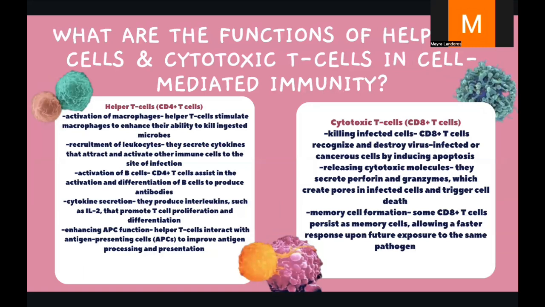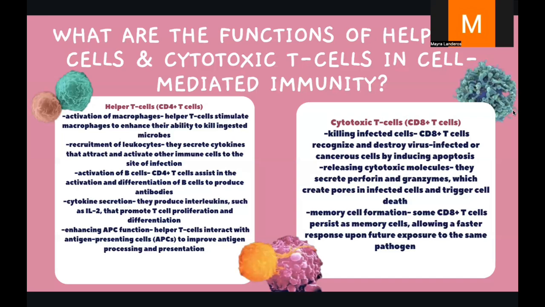What are the functions of helper T cells and cytotoxic T cells in cell-mediated immunity? Helper T cells help in the activation of macrophages, which helper T cells stimulate to enhance their ability to kill ingested microbes. Recruitment of leukocytes, where they secrete cytokines that attract and activate other immune cells to the site of infection. Activation of B cells, where CD4+ T cells assist in the activation and differentiation of B cells to produce antibodies. Cytokine secretion, where they produce interleukins such as IL-2 that promote T cell proliferation and differentiation. Enhancing APC function, where helper T cells interact with antigen-presenting cells, APCs, to improve antigen processing and presentation.